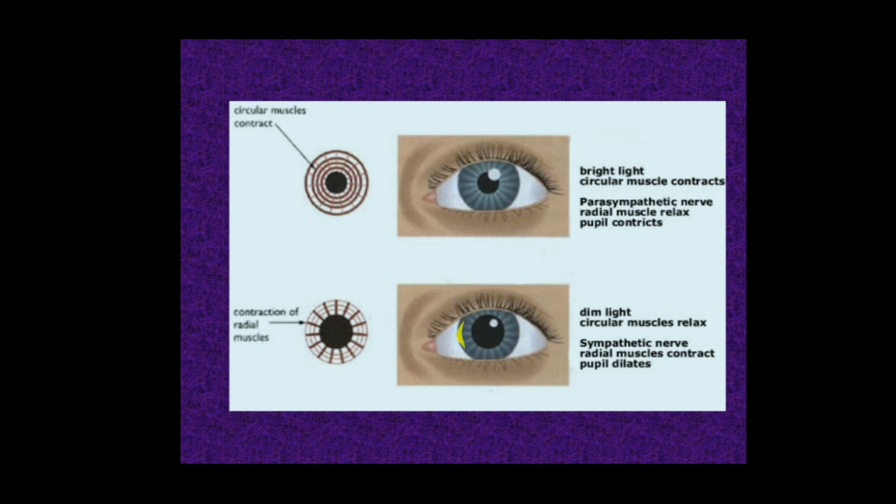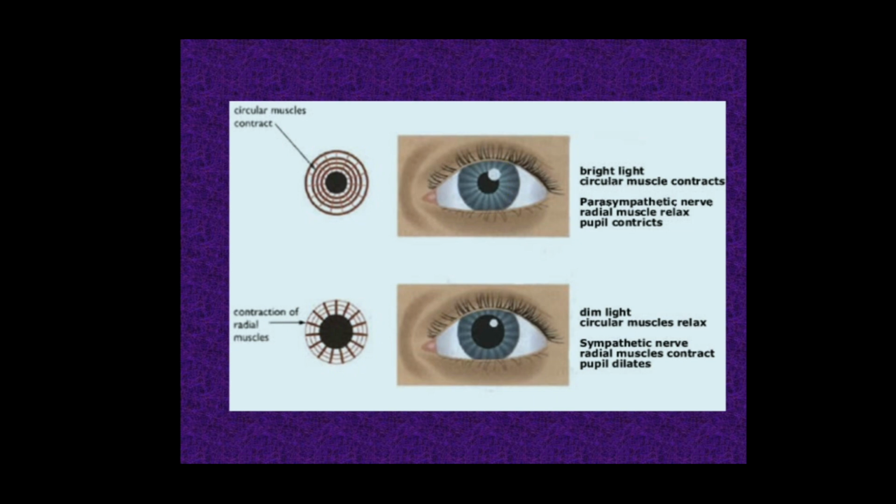During dim light, the size of the pupil will be large. How is it possible? With the help of the muscles in the iris. The iris is composed of two types of muscle, circular muscles and radial muscles. During bright light vision, the circular muscles contract and the radial muscles relax. As a result, the size of the pupil decreases.